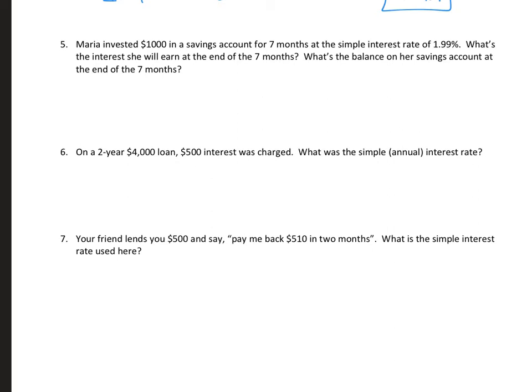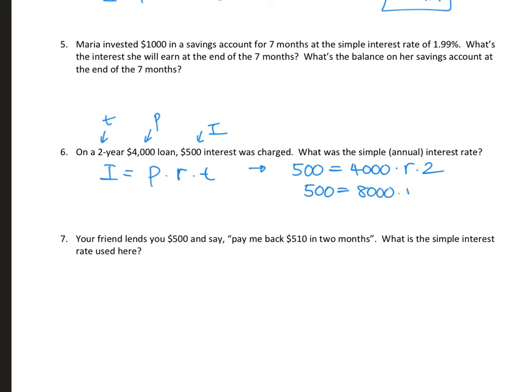So let's see. I'm using the same formula, I is equal to P times R times T. If I rewrite it, this is my interest, 500, 4,000 is principal, 2 is time, right? So 500 is equal to P, which is 4,000, times R, which I don't know, that's what I need to find, and then the time was 2 years. Let's do as much calculation as possible. So 500 is 4,000 times R times 2. 4,000 times 2 will be 8,000 times R.